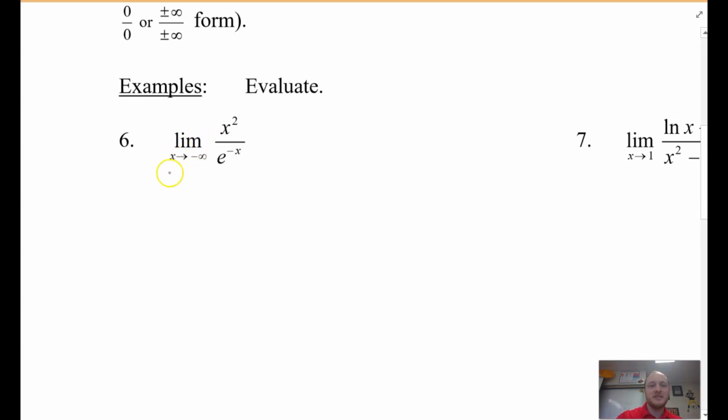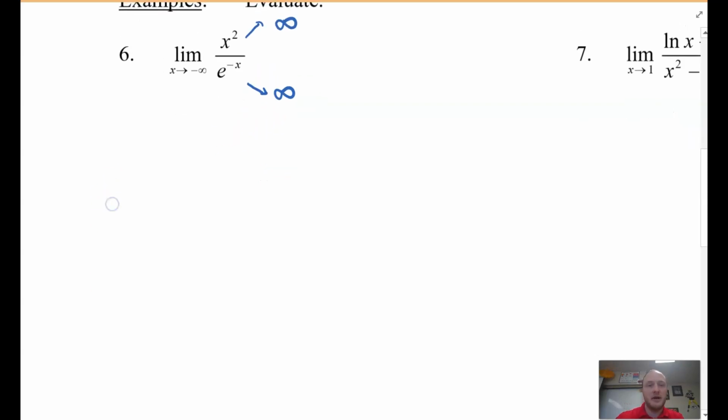What's the limit as x approaches negative infinity of x squared over e to the negative x? Well, if I plug in negative infinity and I square that, that's going to be positive infinity, right? Negative times a negative. And then down here, if I plug in negative infinity, negative, negative, that makes e to the positive infinity, which is positive infinity. Okay, so I'm going to L'Hopital this.